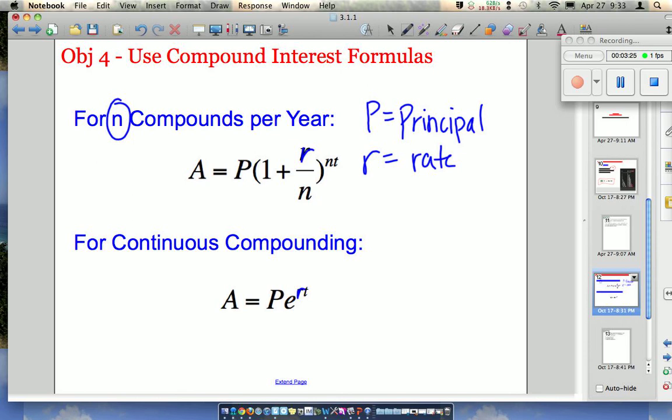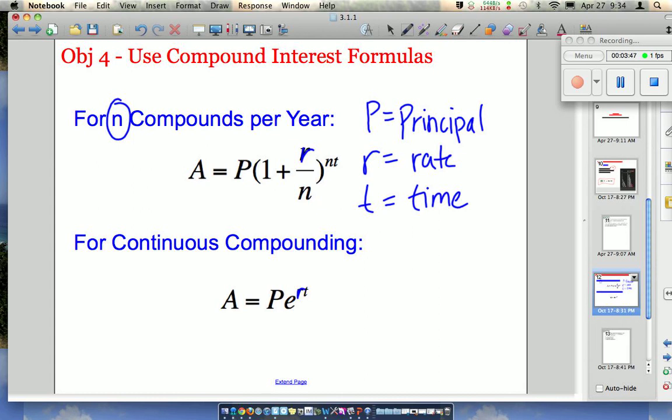T represents the time. That's how much time you're going to earn the money over. So are you going to put it in your bank account for 20 years, or are you just going to put it in for 1 year? Usually time is a yearly thing. Different accounts might use time to talk about a monthly thing.